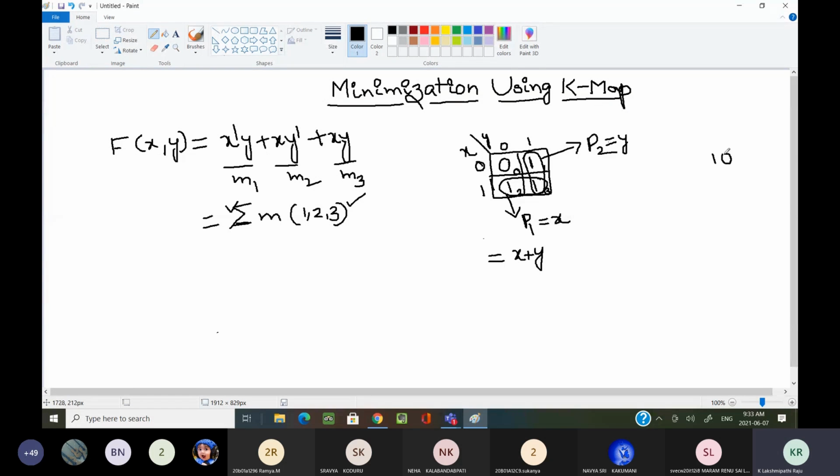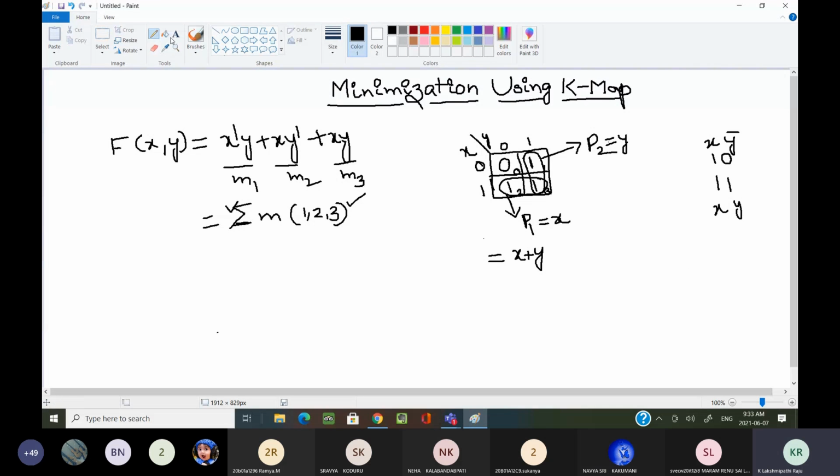What is this cell position? The cell position is 1 0. What is this cell position? 1 1. Now here, this 1 is nothing but X, and this 0 is nothing but Y. Am I clear?